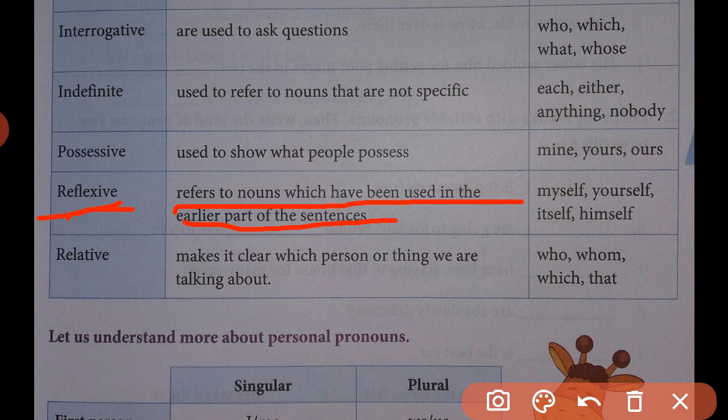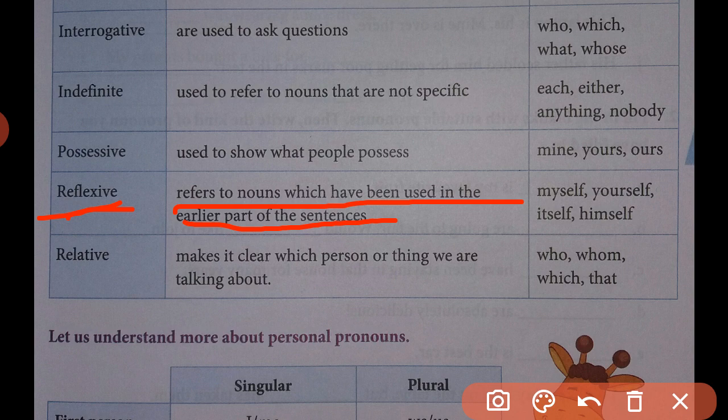For example, let's see, I made some tea for myself. So here you can understand, I made my tea for myself. The action of making tea reflects on the subject, that is I. So here the word myself reflects as a reflexive pronoun for the subject I used in the earlier part of the sentence.